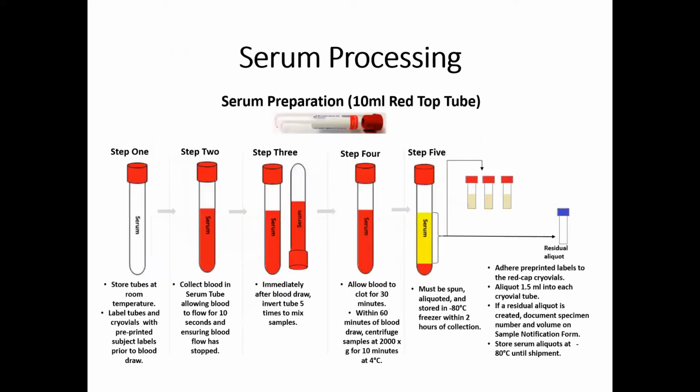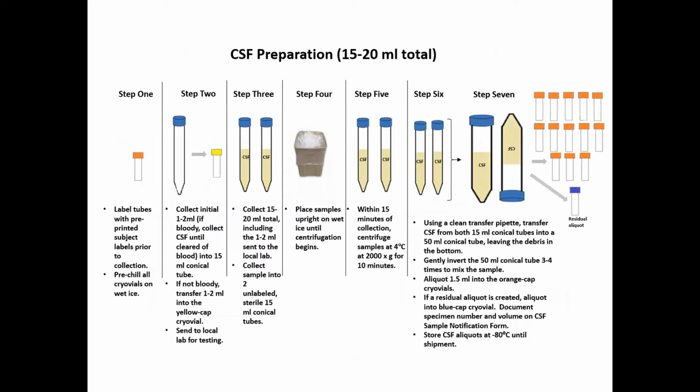Similarly, for serum processing, again in a 10 ml red top tube, you can see the processing that would need to be done at the site. And here's an example for CSF, where again it summarizes what would need to be done with that sample, how it would be aliquoted, and also, as you can see in step 1, a sample that would also be sent locally for other testing.